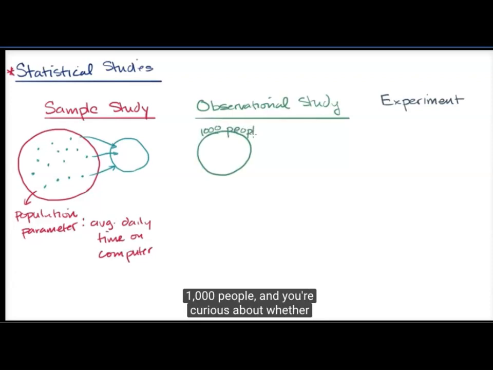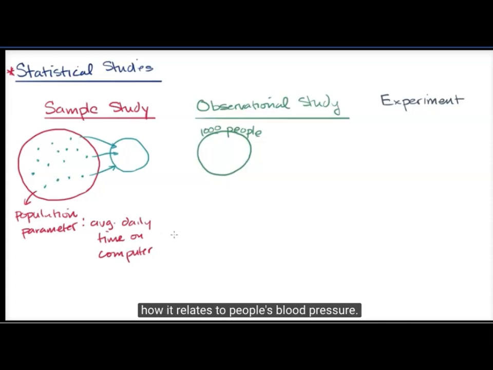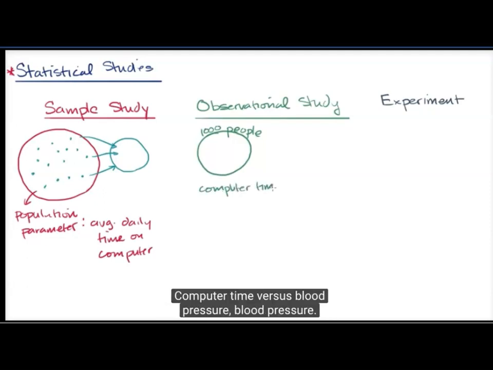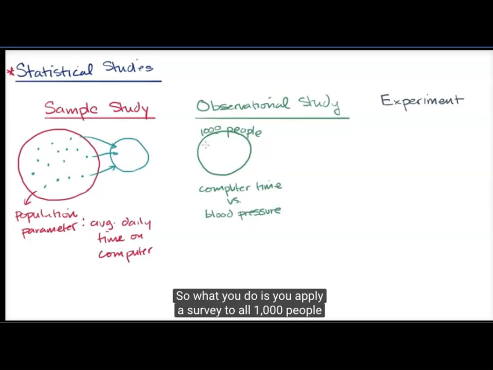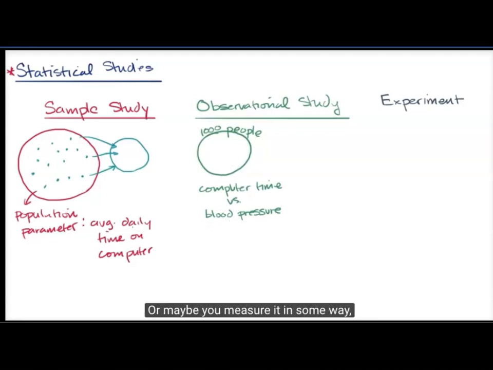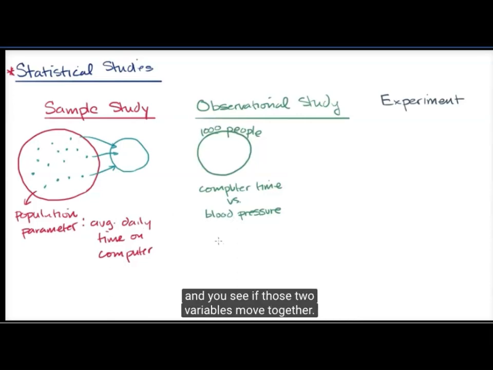1,000 people. And you're curious about whether average daily time on a computer relates to people's blood pressure. So instead of average computer time, it should just be computer time versus blood pressure. What you do is you apply a survey to all 1,000 people and you ask them how much time they spend on a computer and what their blood pressure is. Or maybe you measure it in some way. And then you plot it all, you look at the data, and you see if those two variables move together.